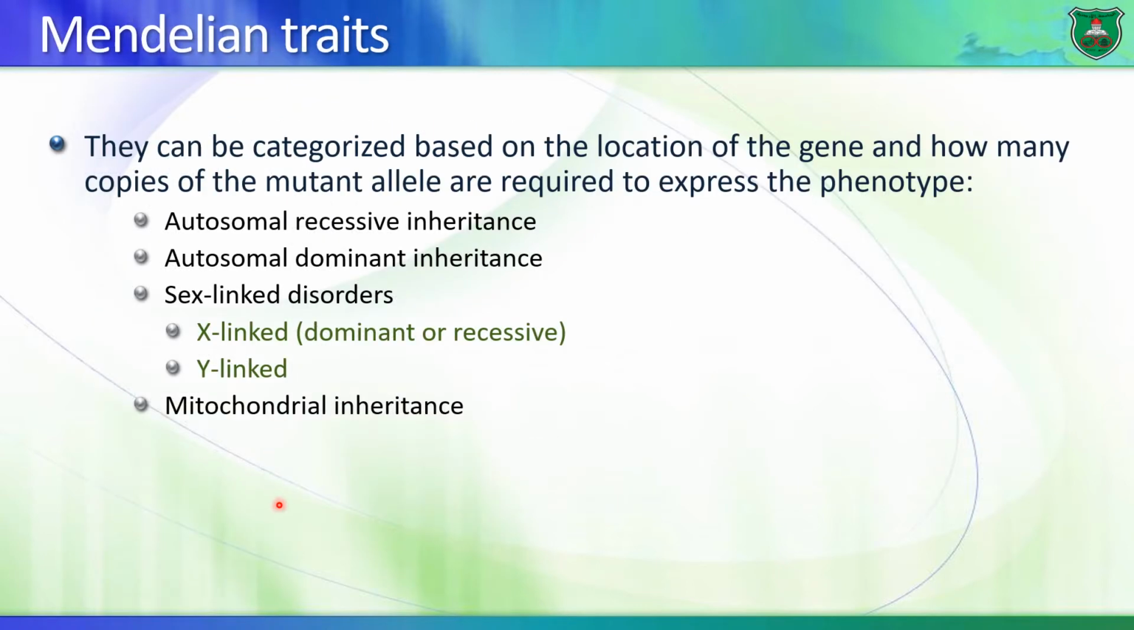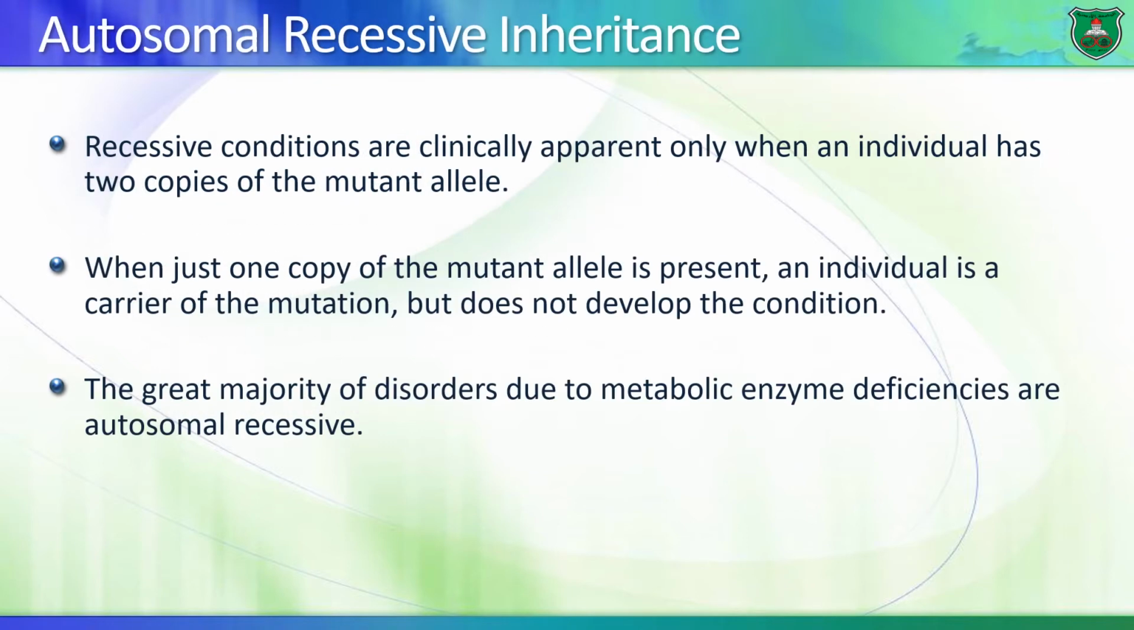Okay, so genetic disorders, monogenic disorders, or whatever phenotype can be classified or categorized into different classes according to their inheritance pattern. So we have autosomal recessive inheritance, we have autosomal dominant inheritance, we have sex-linked disorders, which can be X-linked or Y-linked, and we have mitochondrial inheritance as well. Now, there are some exceptions always, and we'll be talking about these at the end of this lecture. So let's start with the autosomal recessive inheritance.